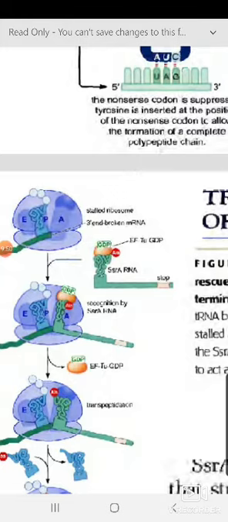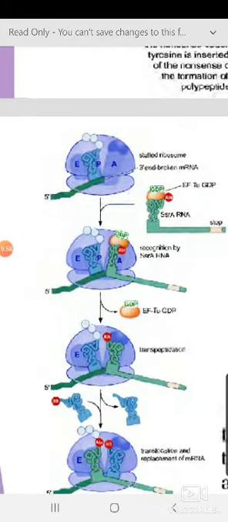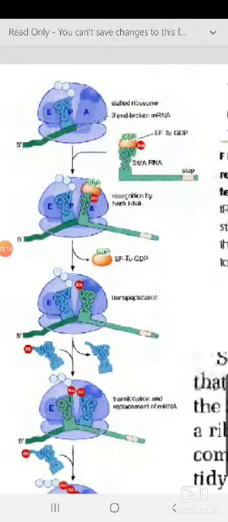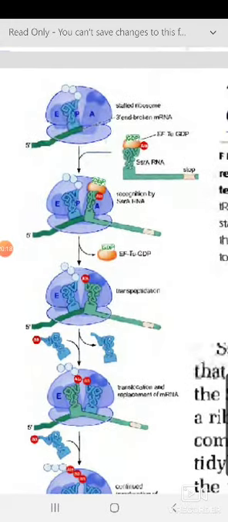Now there will be a true peptide bond synthesis. The growing polypeptide chain now will be transferred onto alanine. So this tRNA will get released. Now what will happen? This chain will be here. Now the tmRNA, the example of which is SSRA, which is 457 nucleotides long, is now carrying the polypeptide chain. Now how will it end? It has a stop codon.